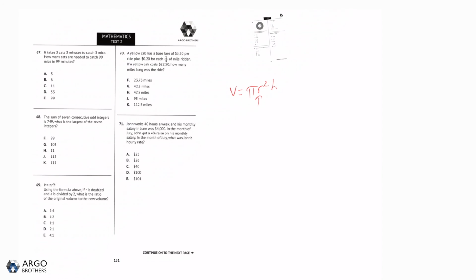Well, if I'm doubling r, then basically it will be 2 times r. Now I can put my square back over here and my pi back over here. And if you look at the question again, it's saying that h is being divided by 2. So I can say times h over 2, which is equal to V, and this is the new volume.